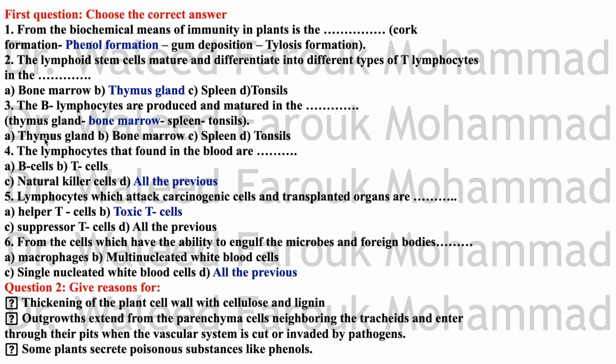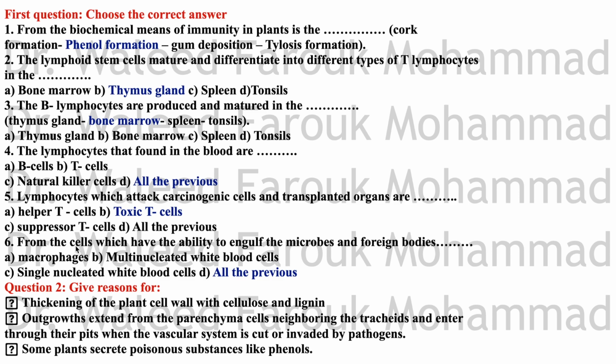The lymphocytes that are found in the blood are B, yes, T, yes, natural killer cells, yes. All the previous. Lymphocytes which attack carcinogenic cells and transplanted organs, remember the cytotoxic T cells. Okay. It's not suppressor T cells.